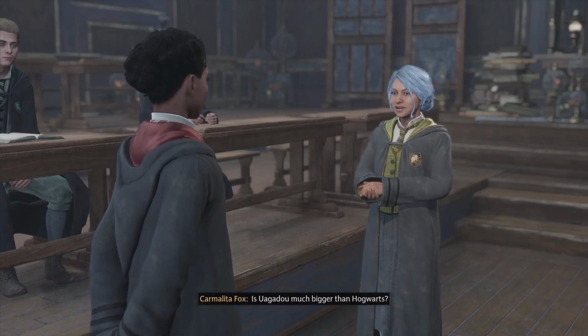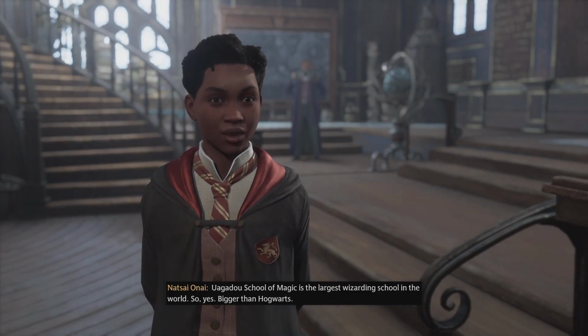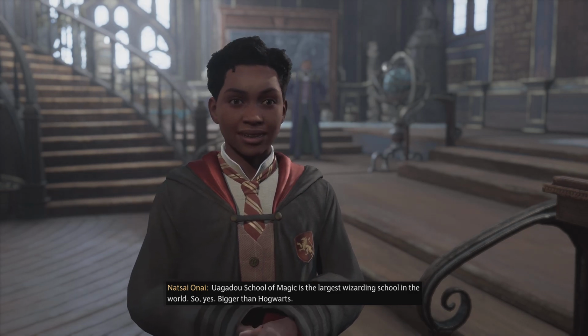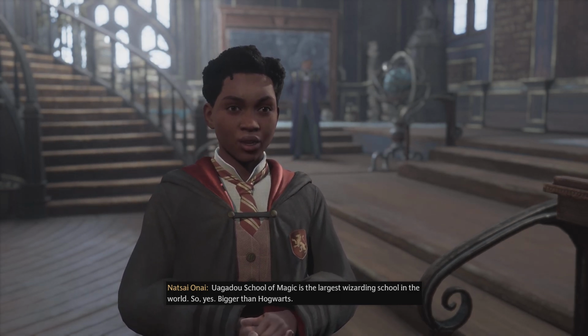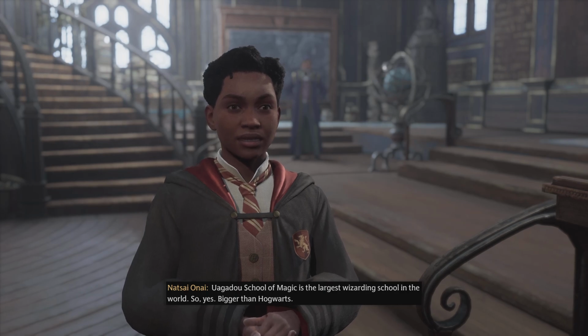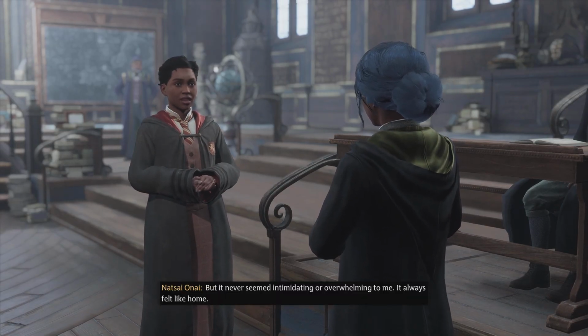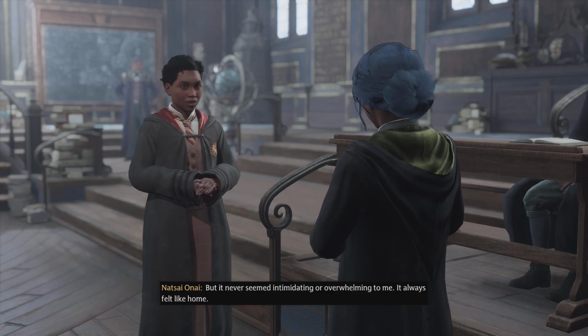Is Ouagadougou much bigger than Hogwarts? Ouagadougou School of Magic is the largest wizarding school in the world. So yes, bigger than Hogwarts. But it never seemed intimidating or overwhelming to me. It always felt like home.